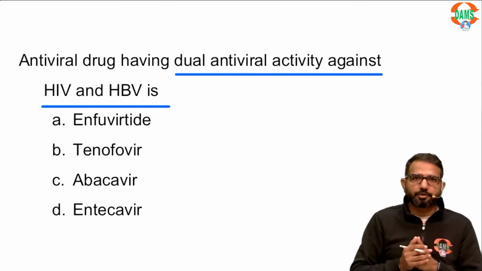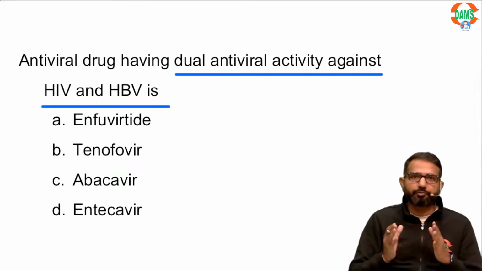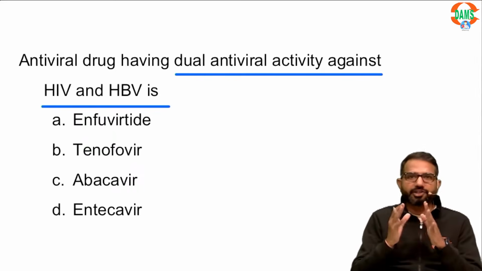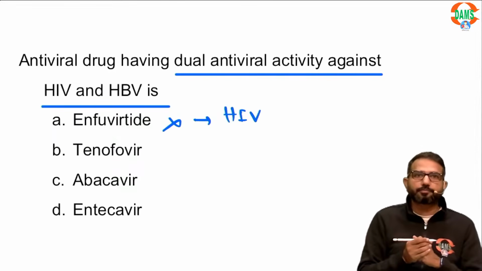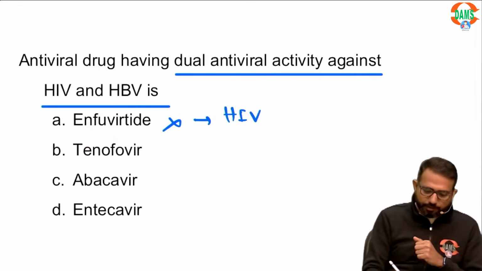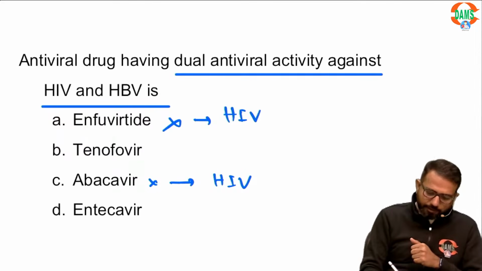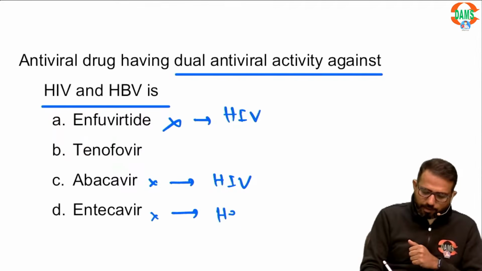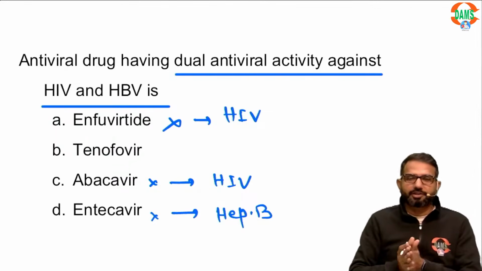Enfuvirtide is the fusion inhibitor, only for HIV, not for hepatitis B. Abacavir is also for HIV only. Entecavir is for hepatitis B only. So now you got one drug, and that is the correct answer.